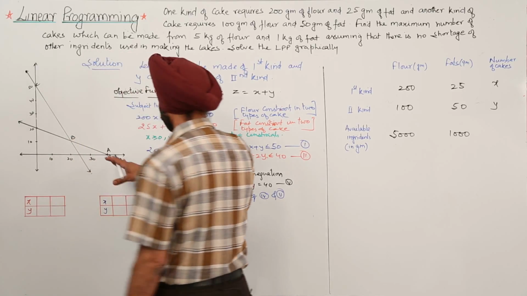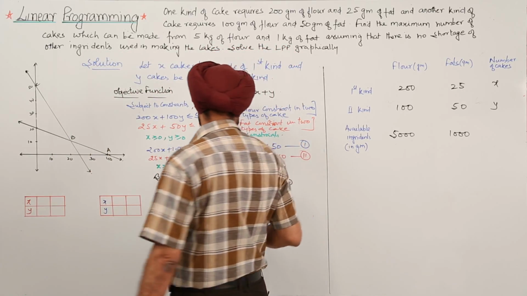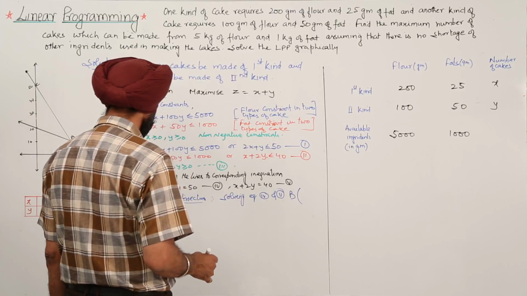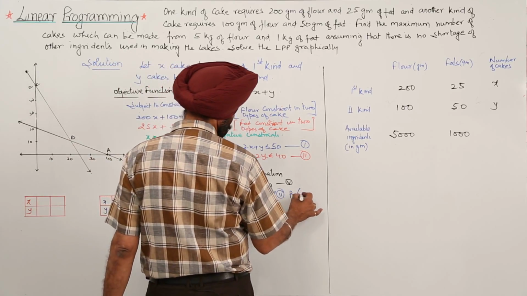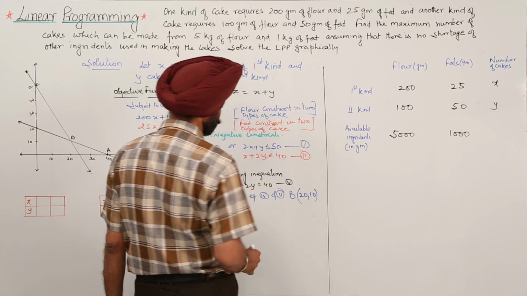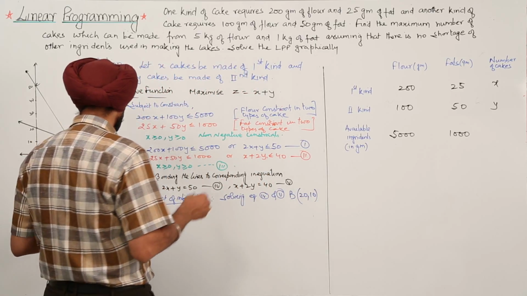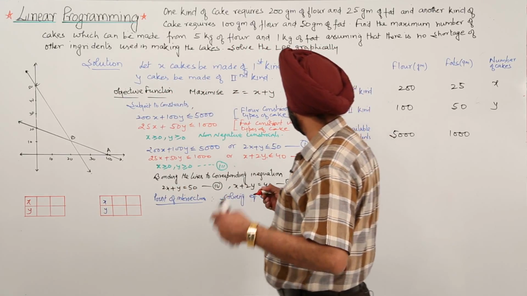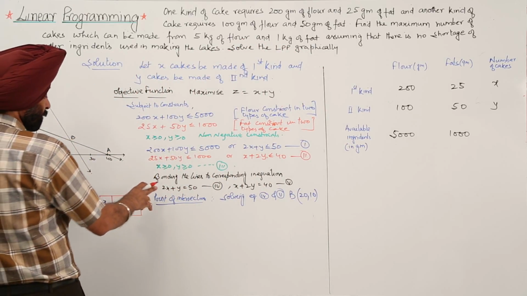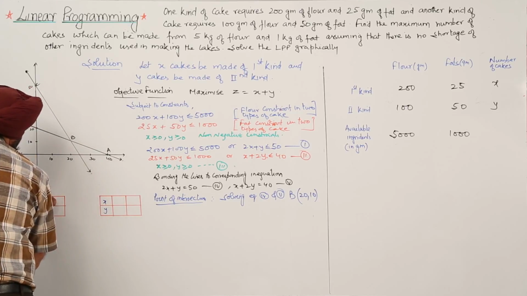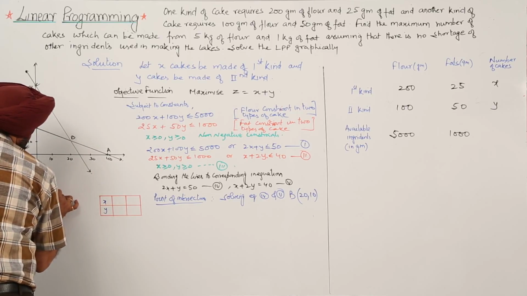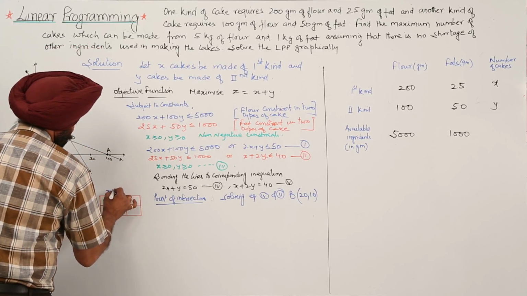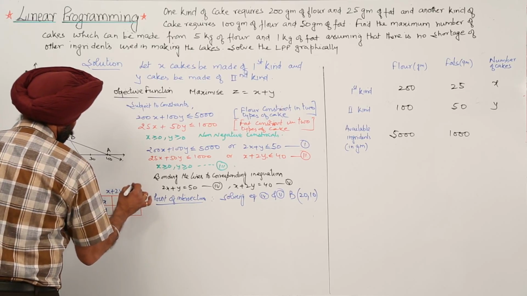Now already we have made a rough sketch, so they are intersecting at point B. Solving equation 4 and 5, we get point B as 20, 10. Okay, so this is the point of intersection. For plotting, the first equation is 2x plus y is equal to 50, and the second equation is x plus 2y is equal to 40.